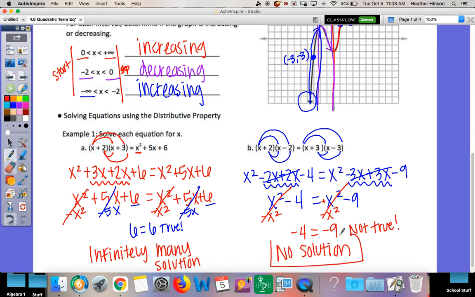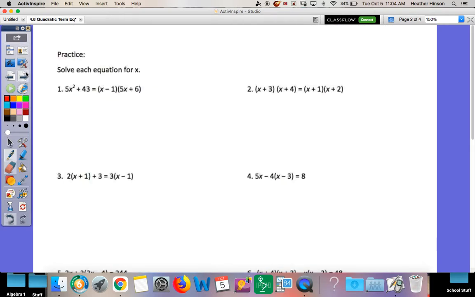So if all your x's cancel and it's true, it's infinitely many solutions. If all your x's cancel and it's false, it's no solution. Now, these do not always cancel out. I'm going to do a couple of your practice problems just so you can see that they will not always be no solution or infinitely many.